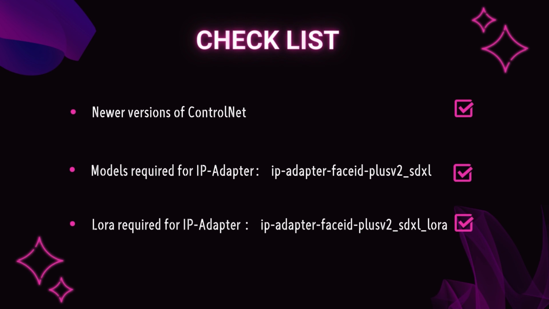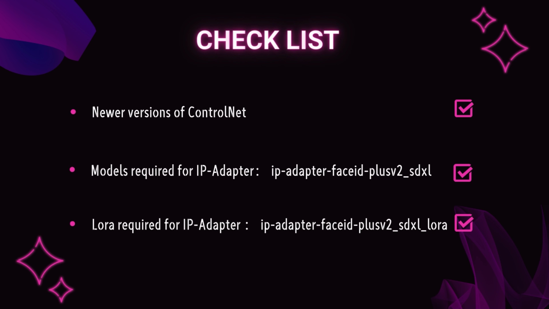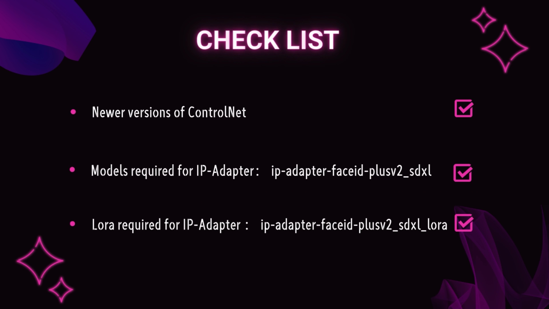Next up, you'll need to download the latest model for the IP adapter, specifically the IP adapter FaceID plus V2 SDXL. I'll ensure the download link is readily available in the video description for your convenience. After downloading the model, your next step is to place it in the correct folder. This would be the Automatic 1111 root directory / extensions / SDWeb UI ControlNet / models directory.